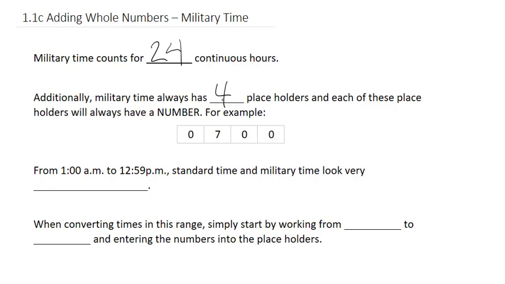From 1 a.m. to 12:59 p.m., standard time and military time look very similar. When converting these standard times to military times, simply start by working from right to left and entering the numbers into the placeholders. For example, let's look at a standard time of 8:35. Before we forget, we always go from left to right.